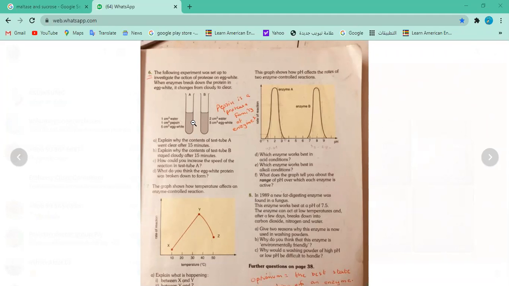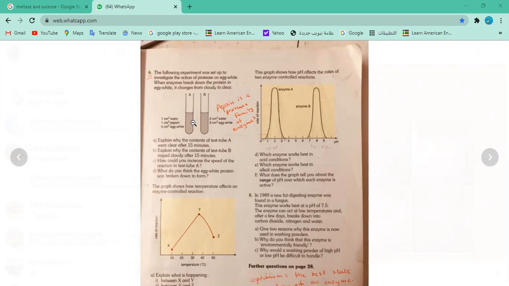Part A, explain why the contents of test tube A went clear after 15 minutes. Well, inside test tube A, there's the enzyme pepsin, so it broke down all the egg white into amino acids. But why is the solution clear then? The solution is clear because the protein is broken down. If protein is not broken down, like in tube B, it's turbid, right? It's not clear. The pepsin enzyme broke down the egg white protein into amino acids.